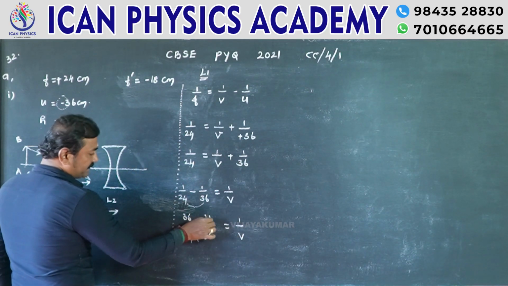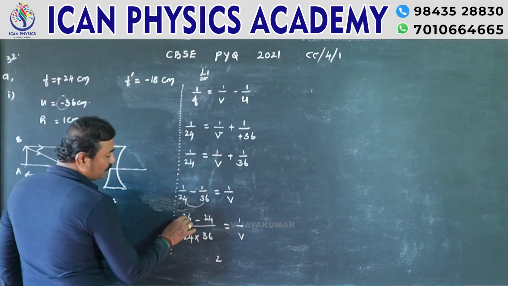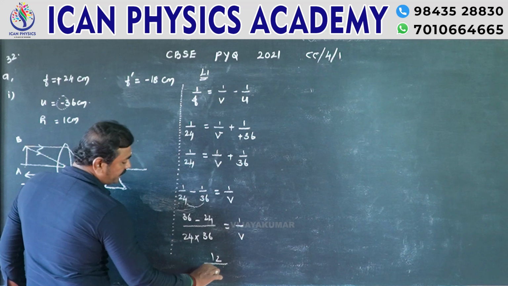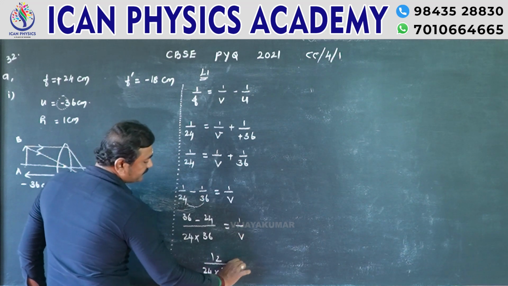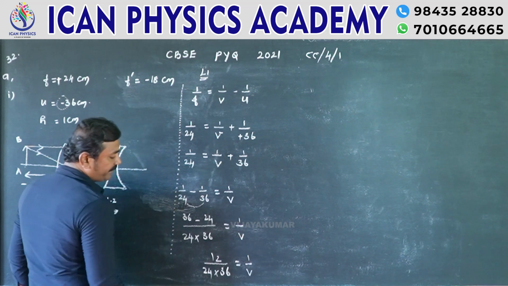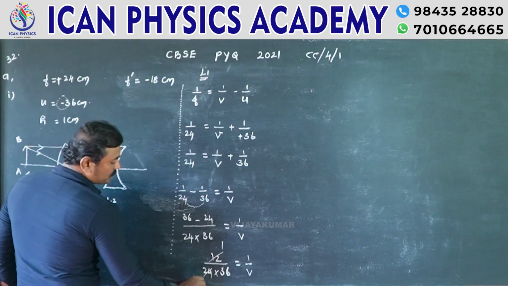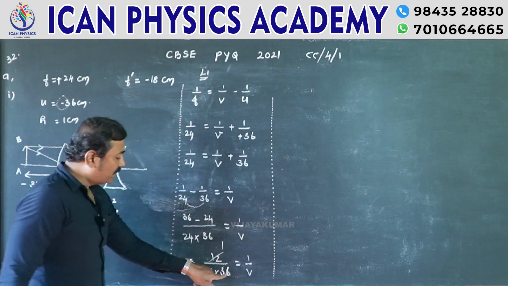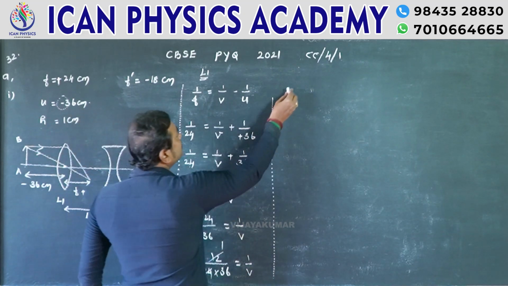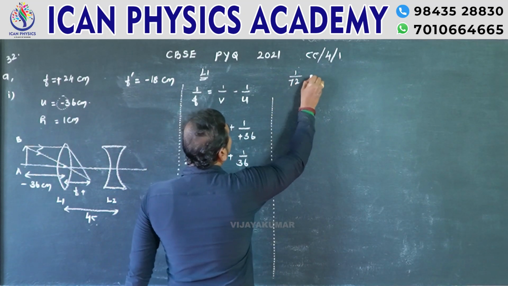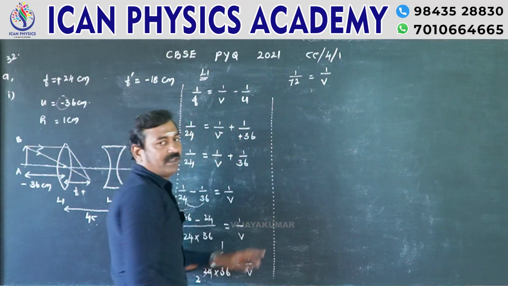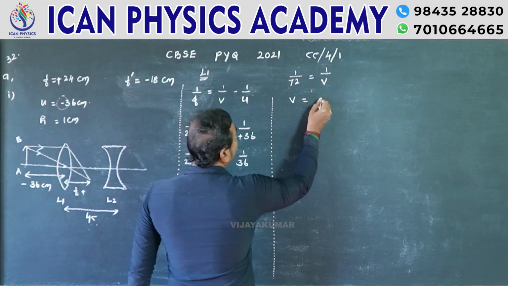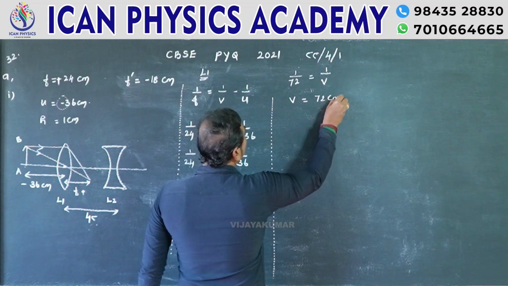So 36 minus 24 is 12, divided by 24 into 36 equals 1 by v. So 1 12 is 12, 2 12s are 24. Now we are getting 1 by 72 equals 1 by v. Now reciprocal the value, so v equals 72 centimeter.